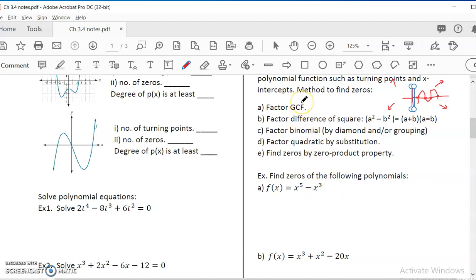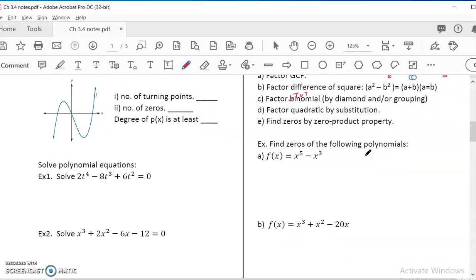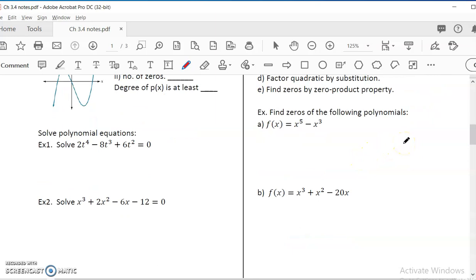The steps are: you factor the GCF, and then you factor a difference of squares if it is a difference of squares. If it is 3 terms, it's actually not a binomial, this is a trinomial. You factor a trinomial ax squared plus bx plus c by diamond or grouping, and then you also can use substitution to factor a higher exponent polynomial. And lastly, after you finish factoring, you find the zeros by the zero product property. So let's do some examples.